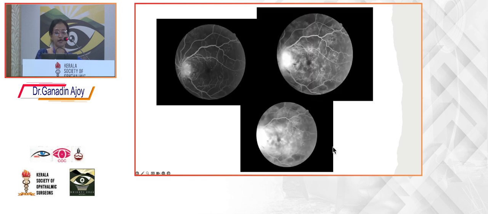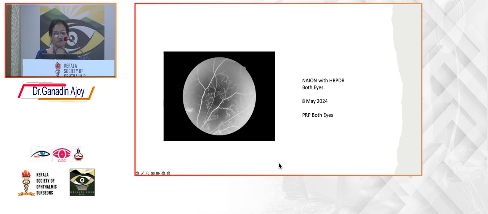This was on 6th May. The left eye also shows a sectoral or segmental disc pallor and disc edema with late leaks, far more than the right eye. He also has associated new vessels. So this is both eye NAION with HRPDR in both eyes. This is on 8th May. He underwent PRP in both eyes.